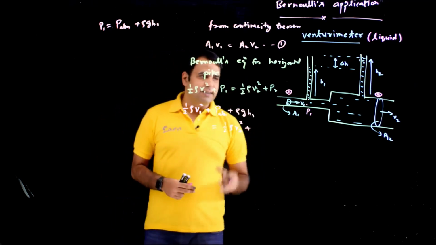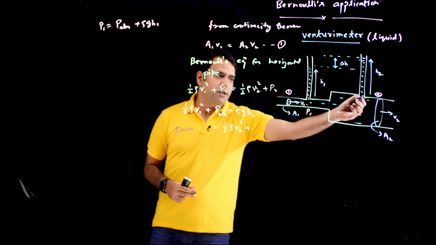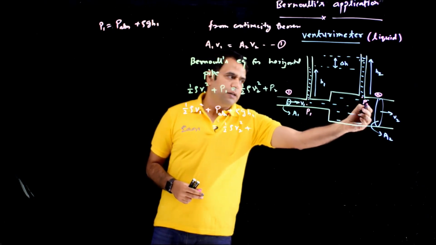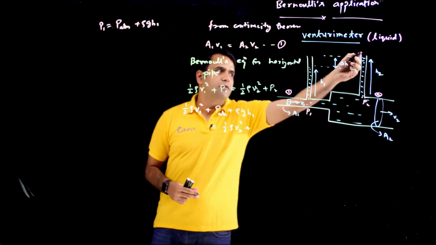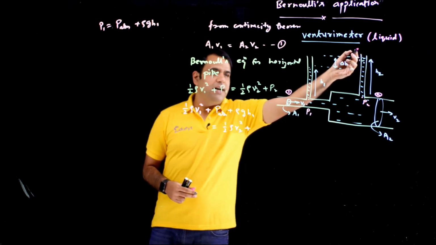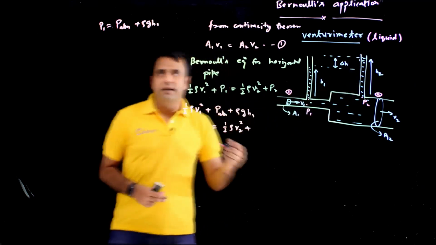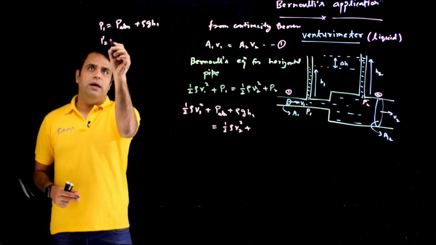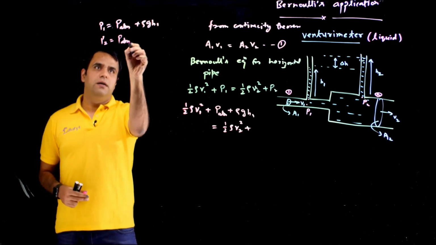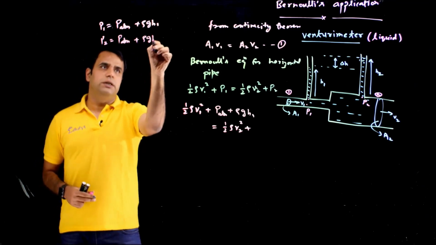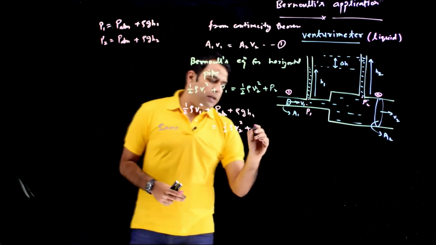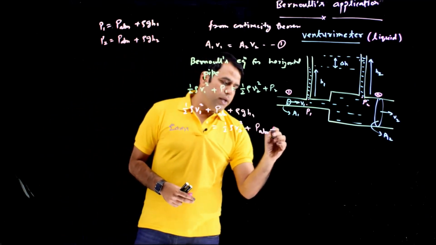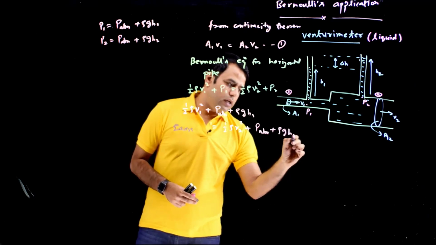On similar basis, this P2 I can measure from here. P2 is the pressure at this point, and I can measure this pressure from this. Here the pressure is P atm, and this height gives rho g h2. So P2 I can write as P atm plus rho g h2. We put this value here, and it becomes P atm plus rho g h2.